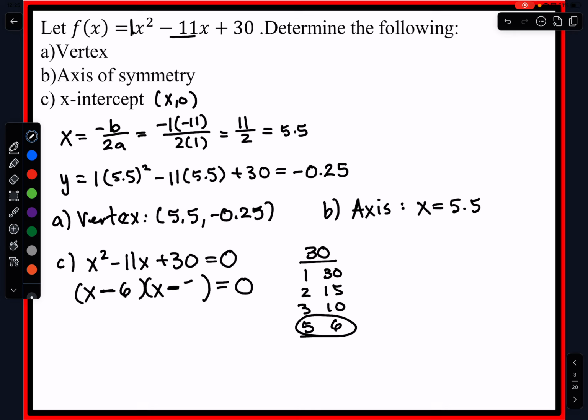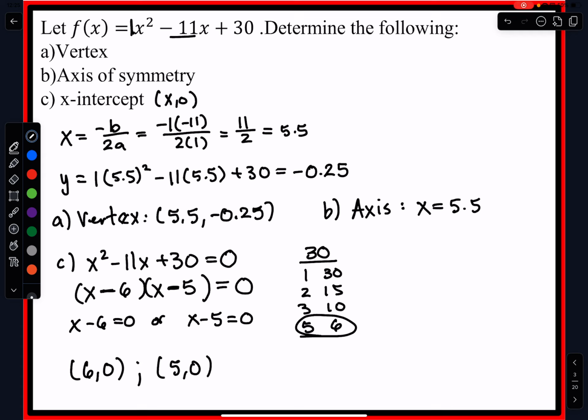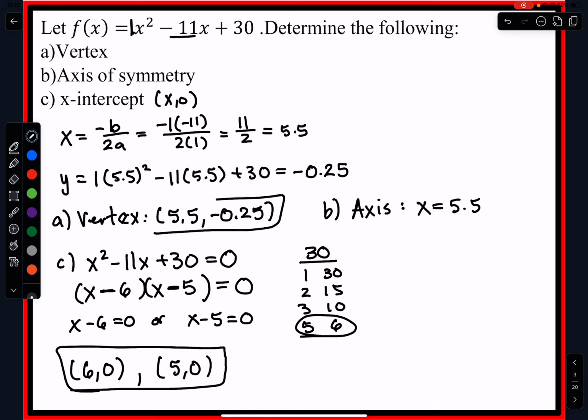So 6 and 5. So x minus 6 is equal to 0, or this x minus 5 has to be the one that gives me the 0. So our x-intercepts are going to be positive 6, 0, or positive 5, 0. And there. So we have our vertex, we have the equation to our axis of symmetry, and the two places this parabola is going to cross the x-axis.